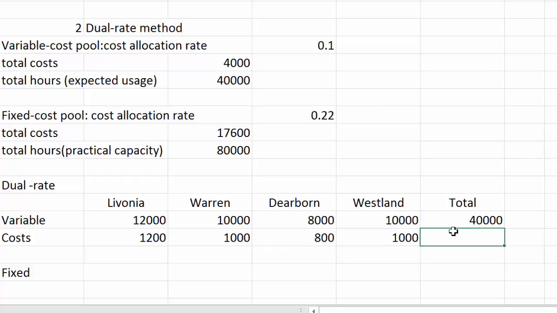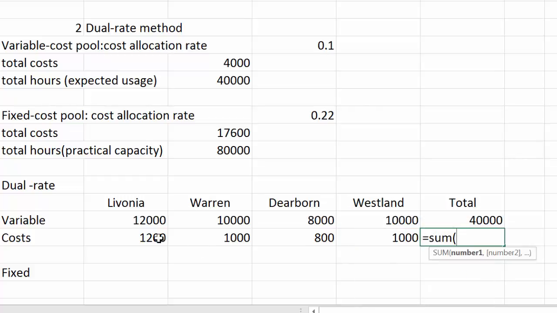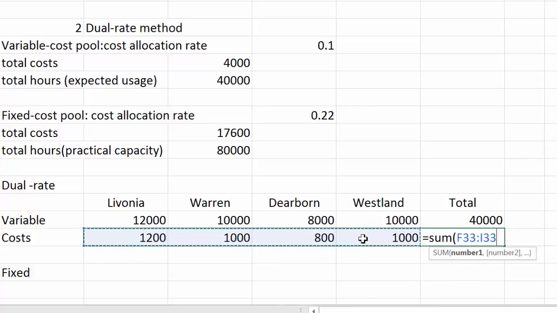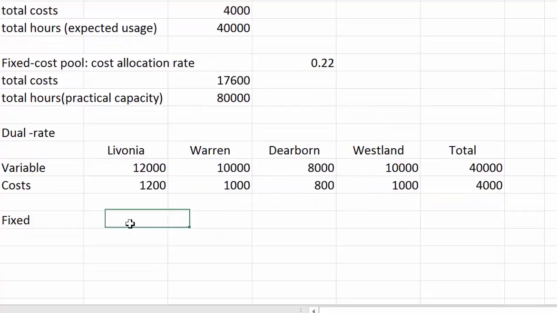So if you add them together, I'm pretty sure you will get 4,000, but still I want to show you that. Okay, get 4,000, which is what we want. Okay, for the fixed, it's kind of similar, but be careful.